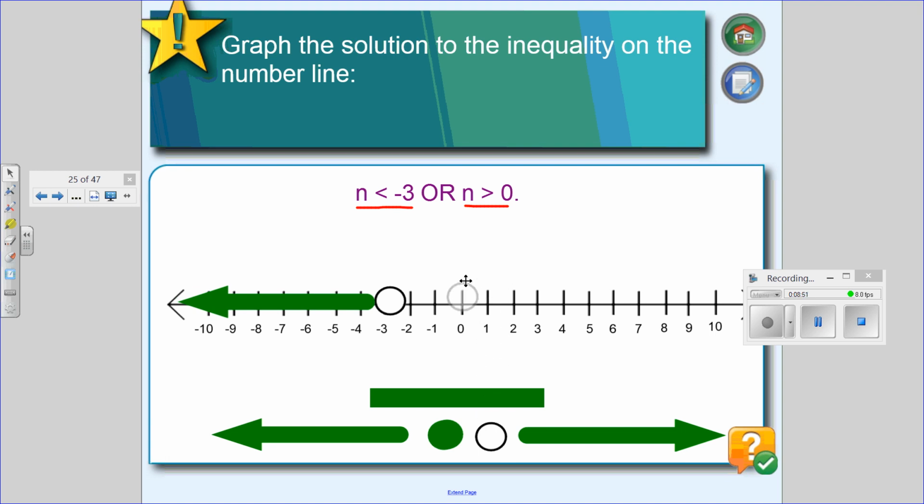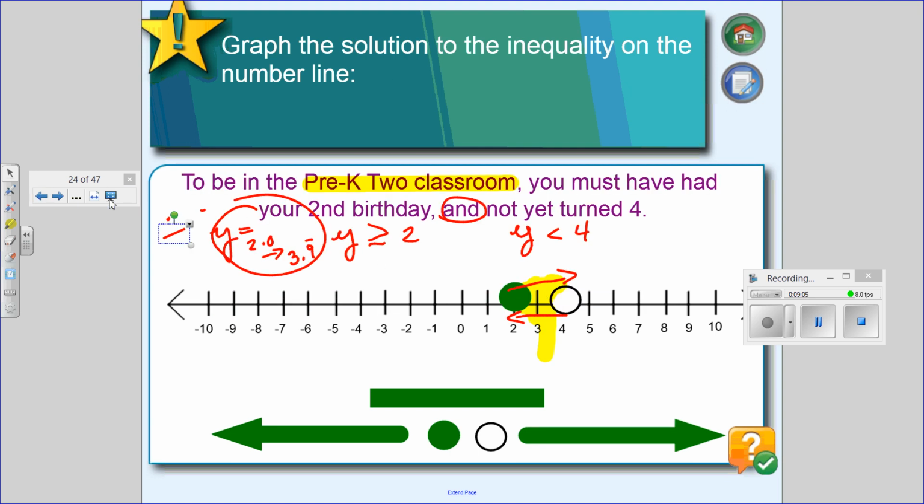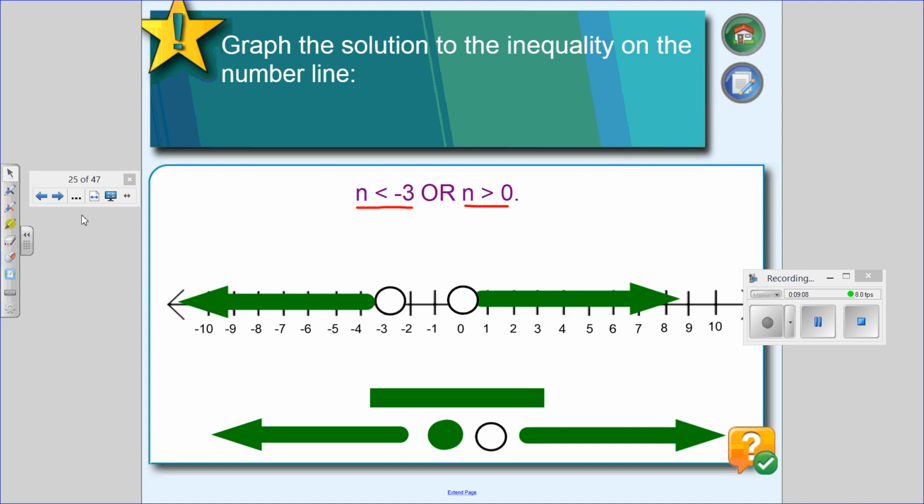A lot of hiccups today. n is less than -3 or n is greater than 0. Open dot on 0, an arrow going this way, right? So in this case, unlike the last one where we found a tight window where y will be found, I have a little blank space where n will not be found. n can be found anywhere from negative infinity up to -3, and from 0 all the way on to positive infinity. So we found this little window where n will not be found.